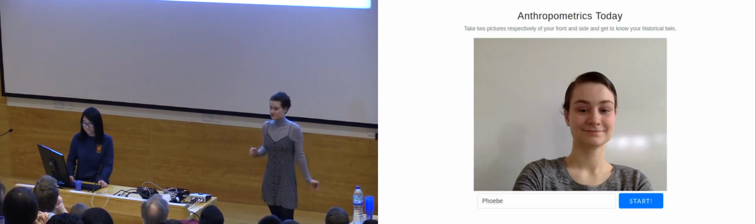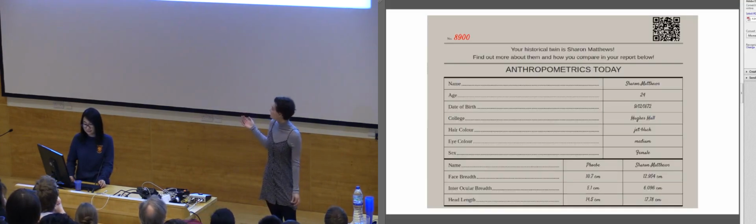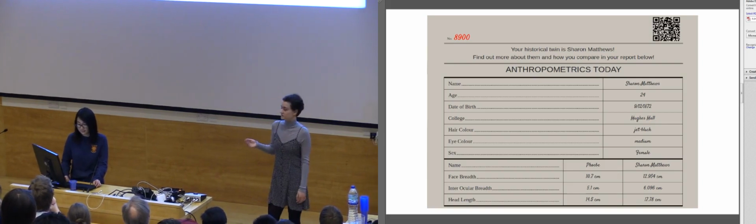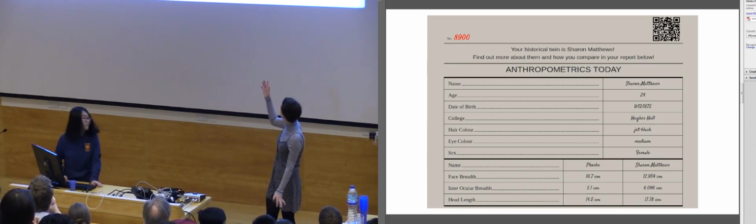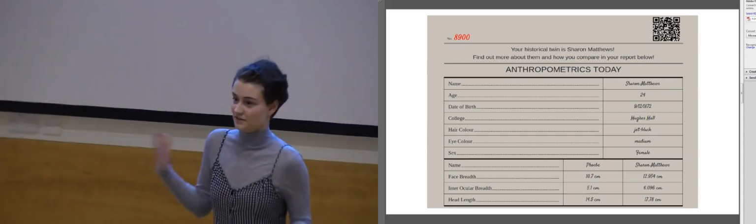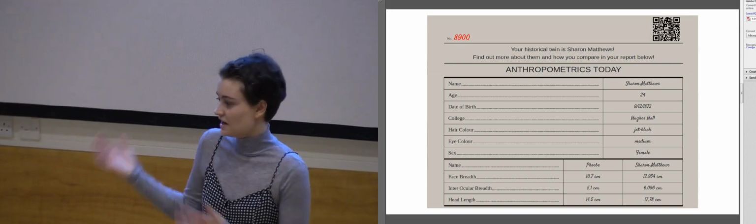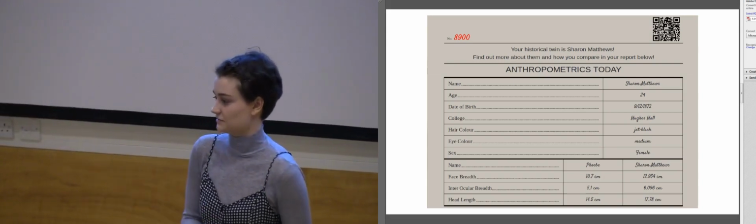So how does our application work? We take two pictures of our user, a front-on picture and a side-on picture, and then we perform analysis on these images. Using this analysis of the images, we present a record card to the user where we report various information. So you can see here we're reporting the name of the match from the data set, some information about the data set match, the user's own head measurements that we calculated, and the head measurements of the match from the data set.